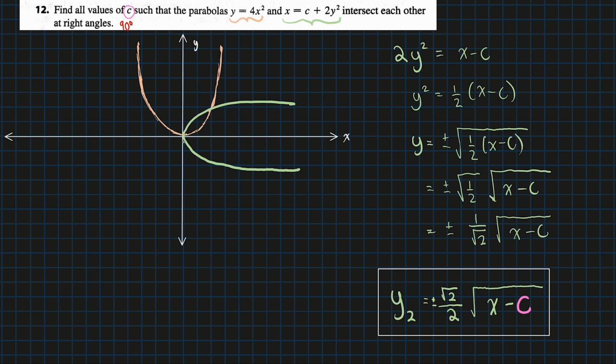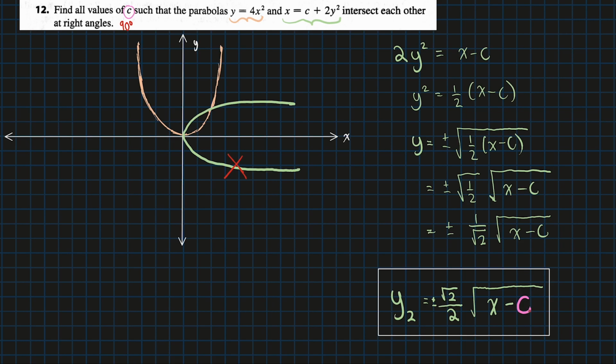Because this part of the green parabola below the x-axis will never intersect with our orange parabola, 4x squared, because the lowest point of y equals 4x squared is the point (0, 0). So we're looking at where these two parabolas intersect at right angles. Well, they don't intersect at all for the negative part of our y2. So for the purpose of this question, really, we can just ignore the bottom part of our green parabola.